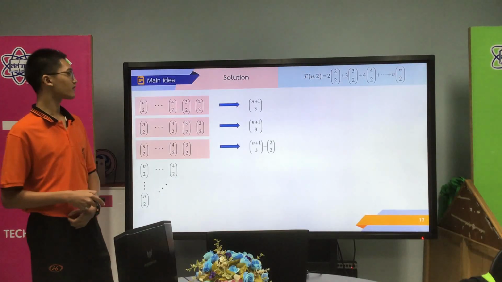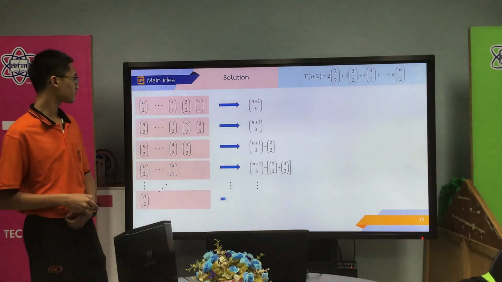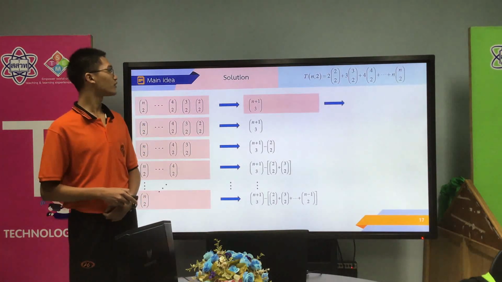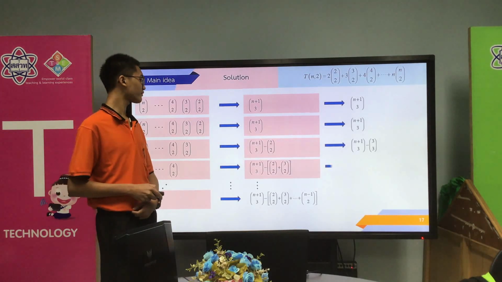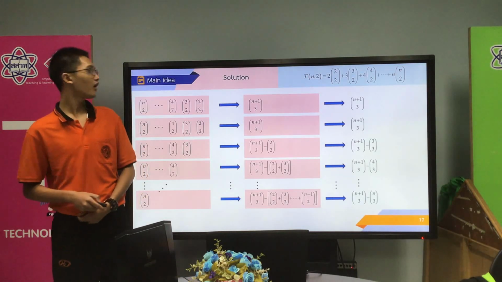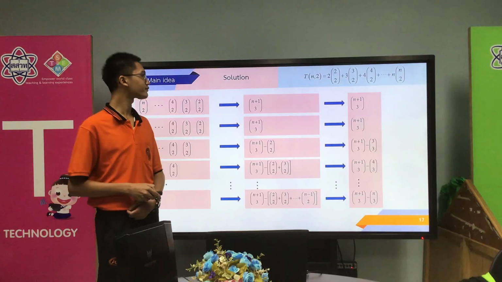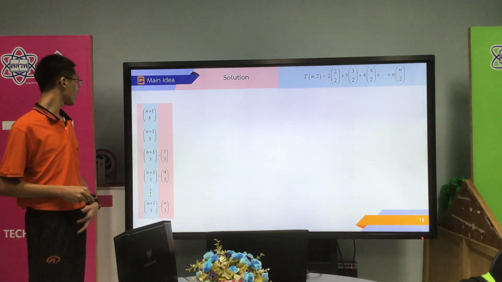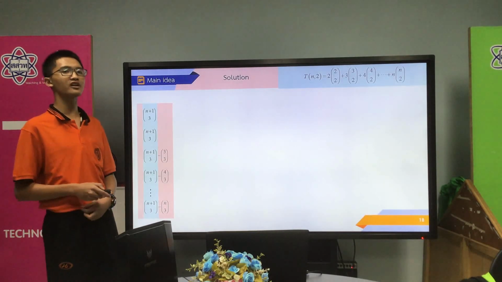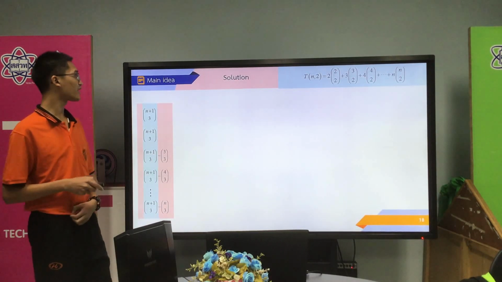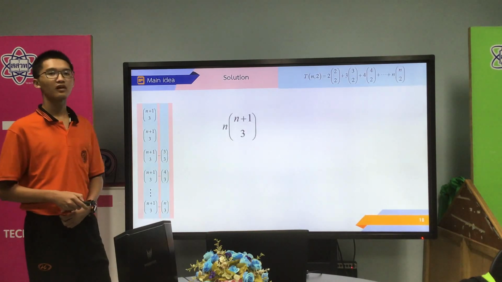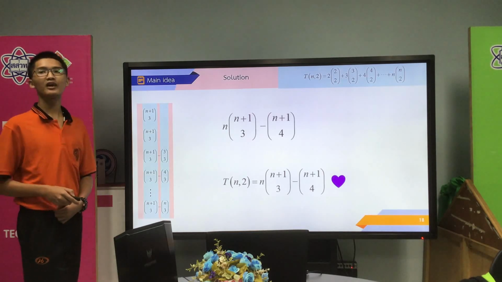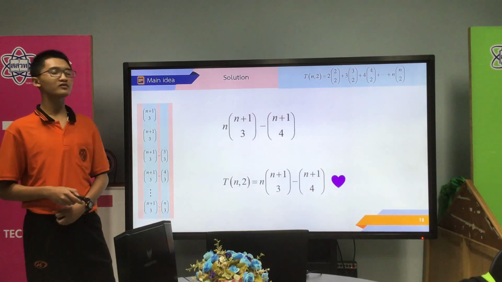Same method. We sum them in the rows. We know that. Consider this group. Consider this column, it is n plus 1 choose 3, n terms. We can get it. And this column, from the quantitative identity, we can get it. So Tn2 is equal to n times n plus 1 choose 3 minus n plus 1 choose 4.